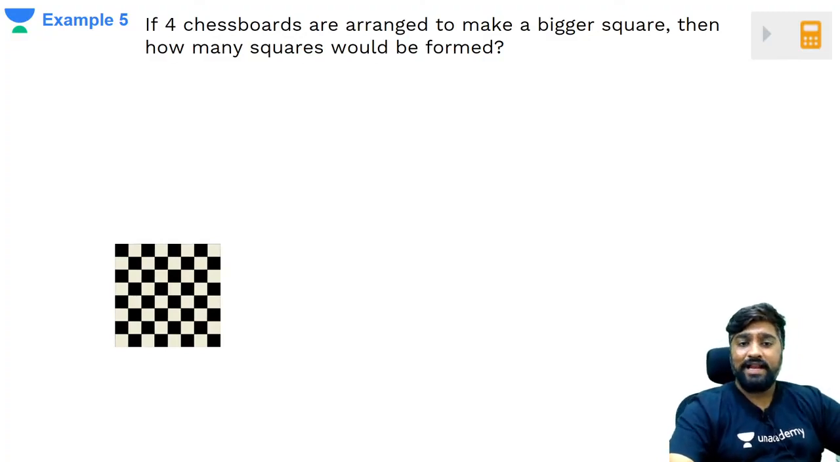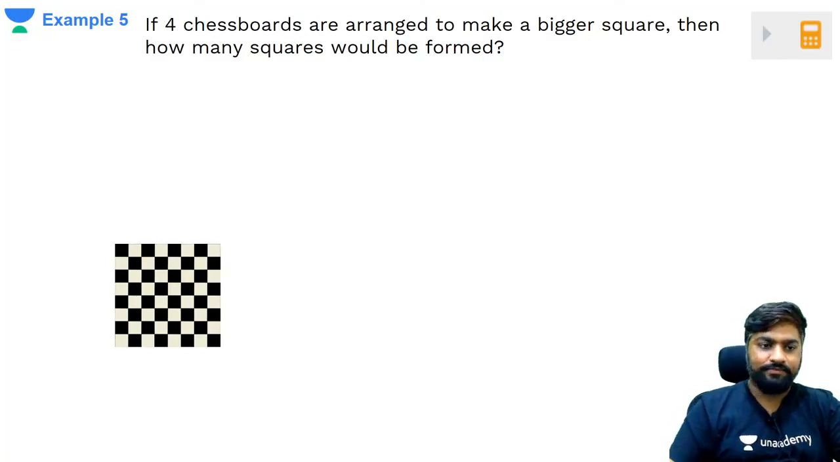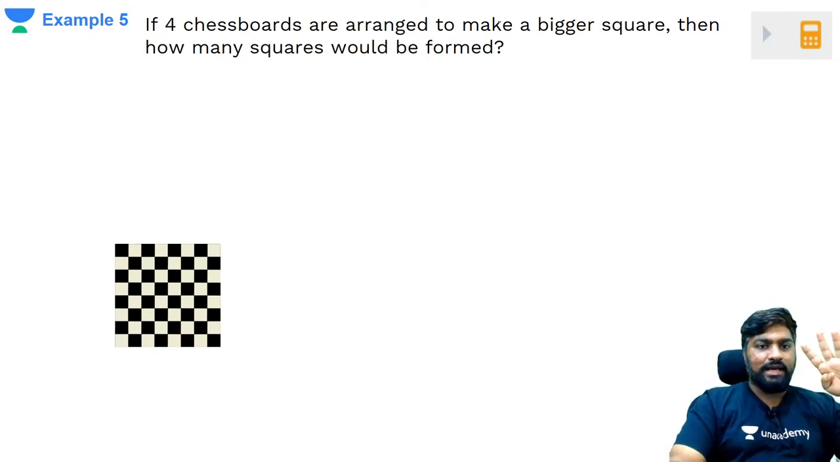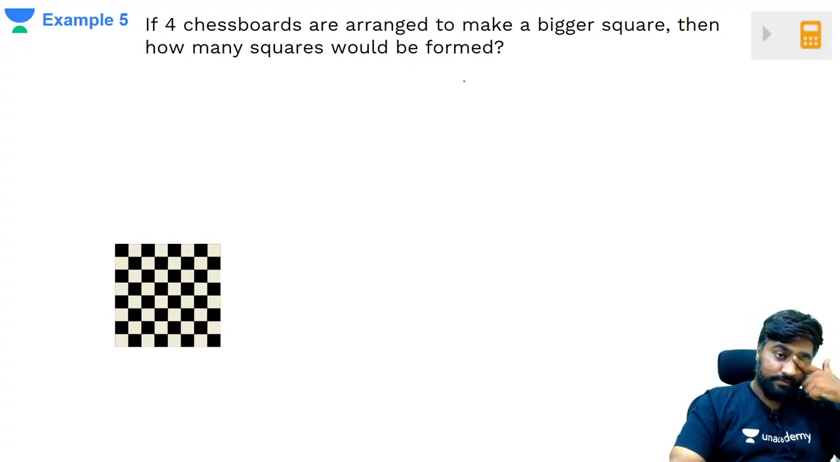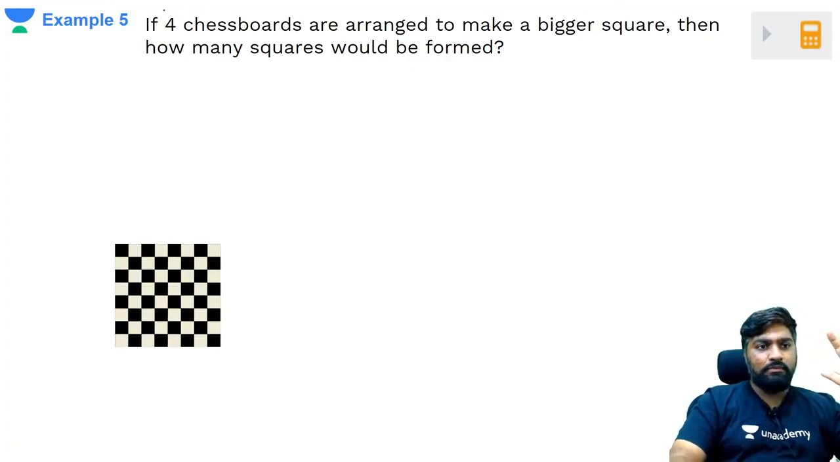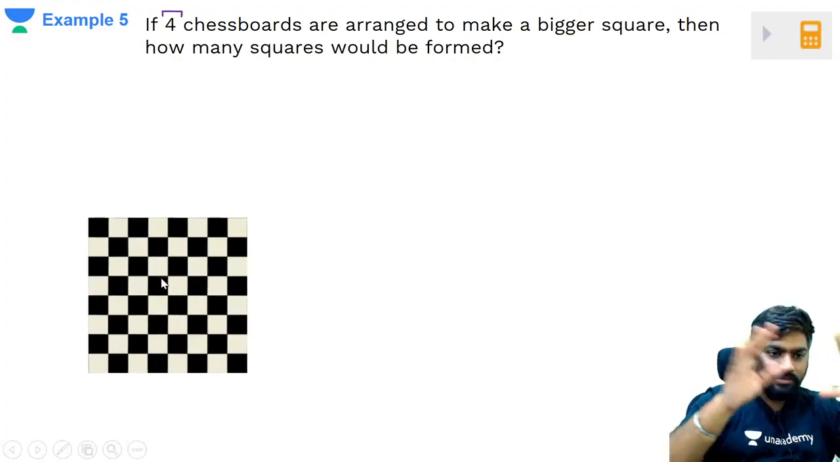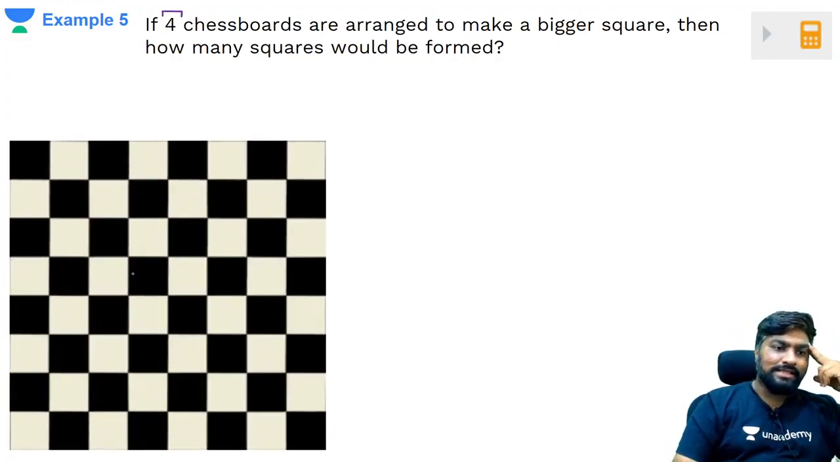Okay, so I hope you have an answer now. Do you have an answer, guys? What is the question asking? If 4 chessboards are arranged to make a bigger square, then how many squares would be formed? Yes. So first, before we move on to 4 chessboards, let's try and look at one chessboard, right? Let's zoom this chessboard a little bit. So this is a chessboard.